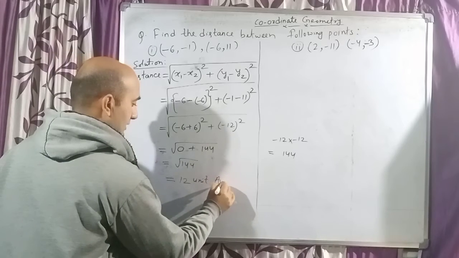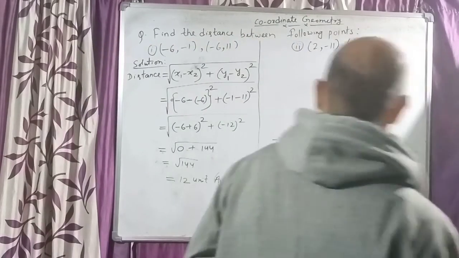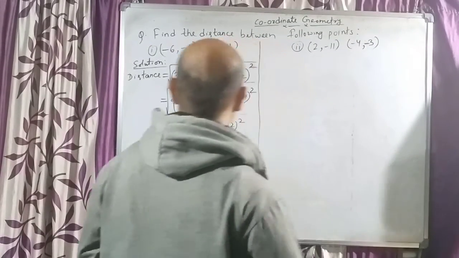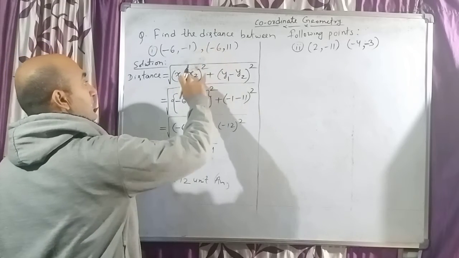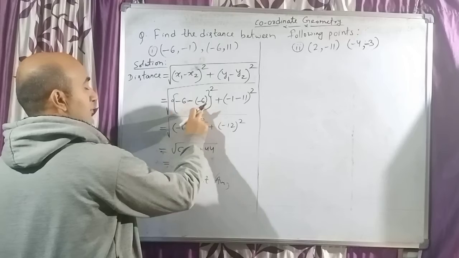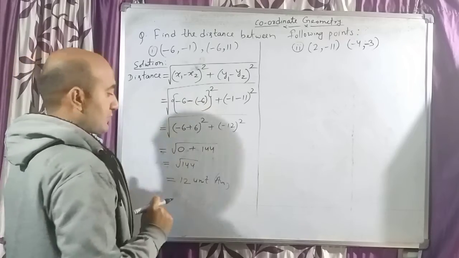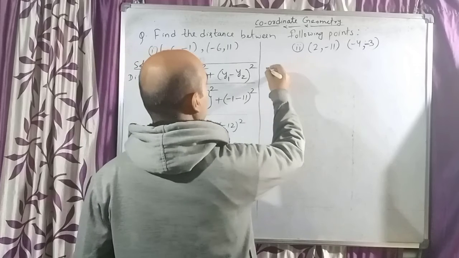This is my answer. So children, when you have minus in the formula, and when there is minus in the second part, this minus and this minus will become plus. Here I have done in a long process, but it becomes plus. So that if you know, you can jump one step. Now children, moving on to the second question.